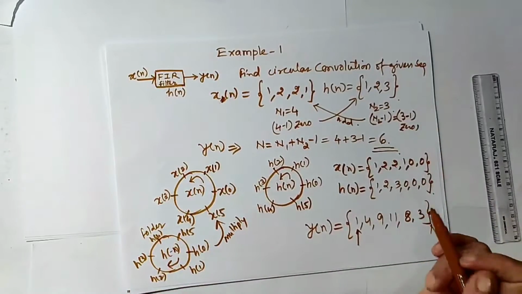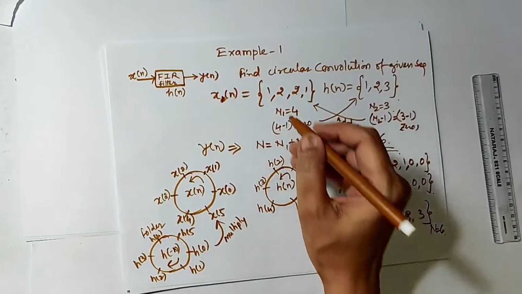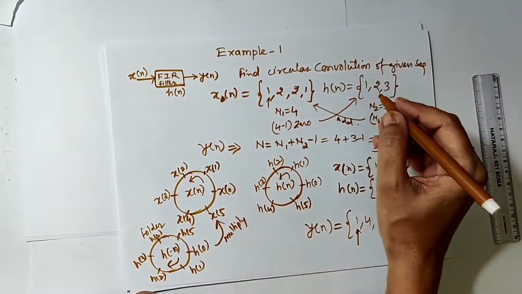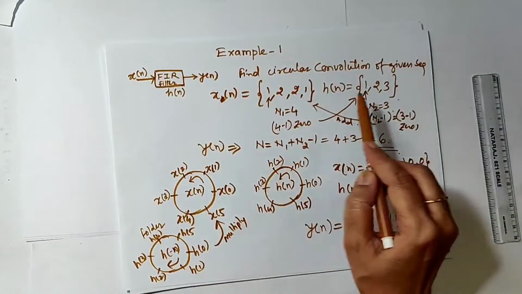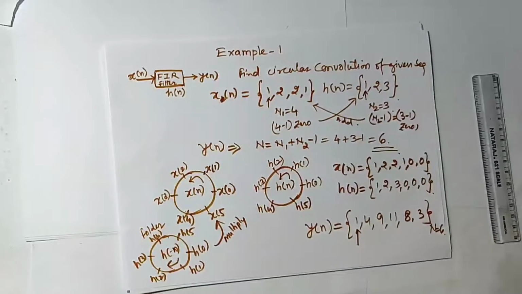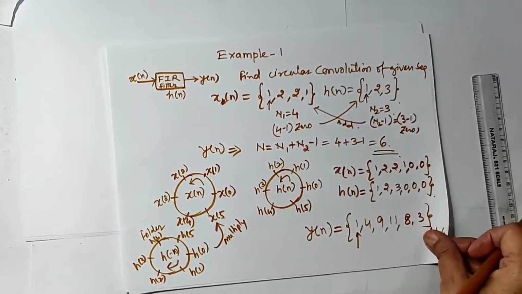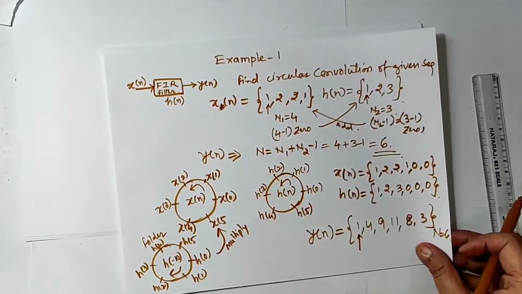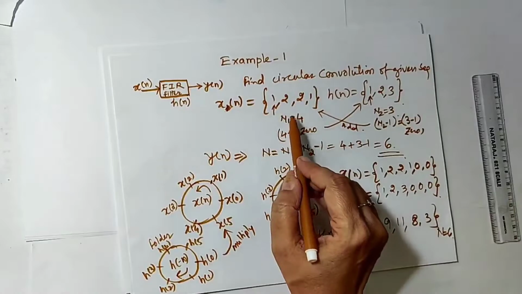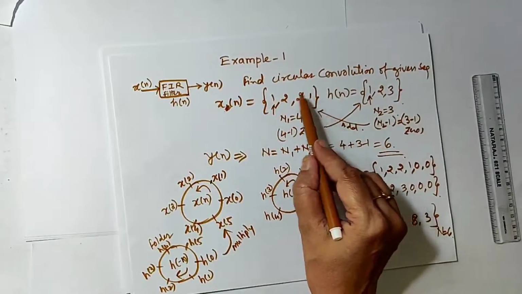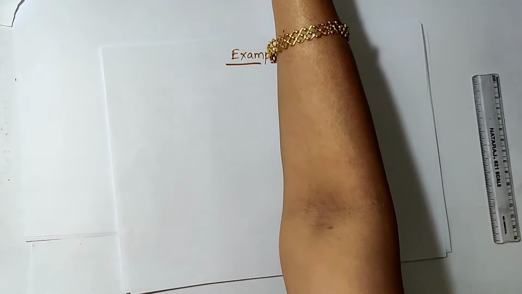In both the cases in this example 1, we have starting point x0 and h0. Now one more example, then we'll conclude the circular convolution. In that other example the starting point is different. So let us take another example.